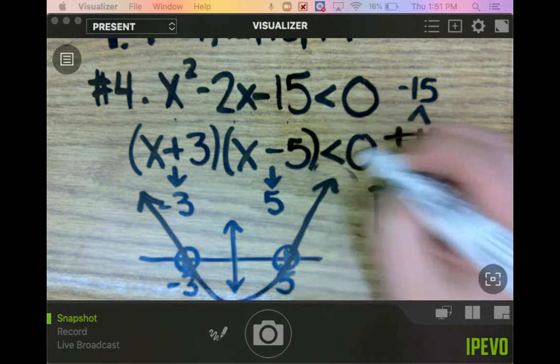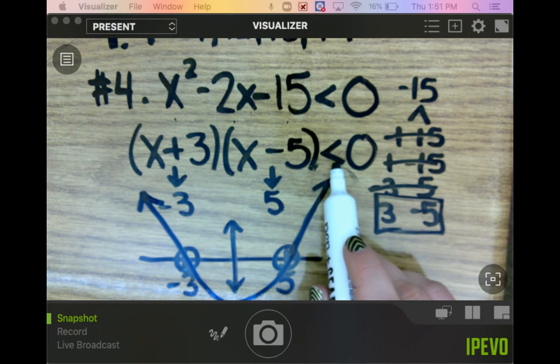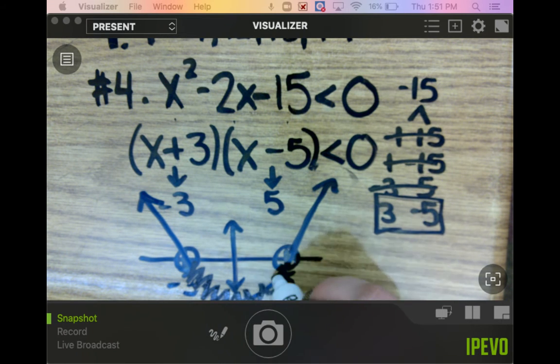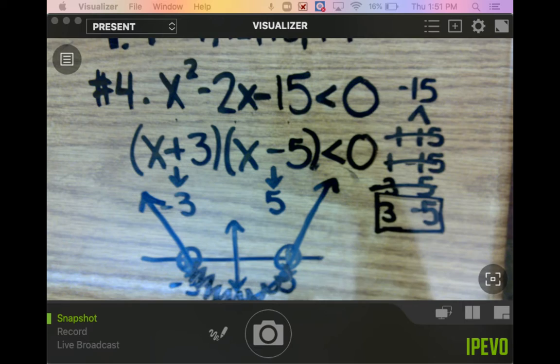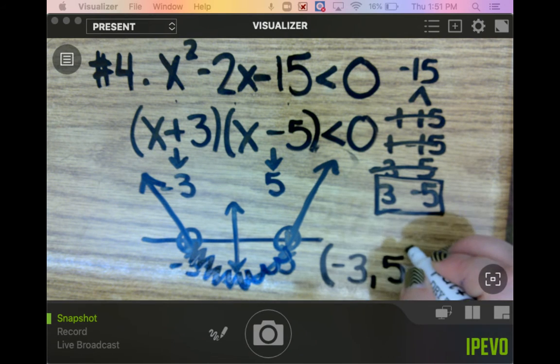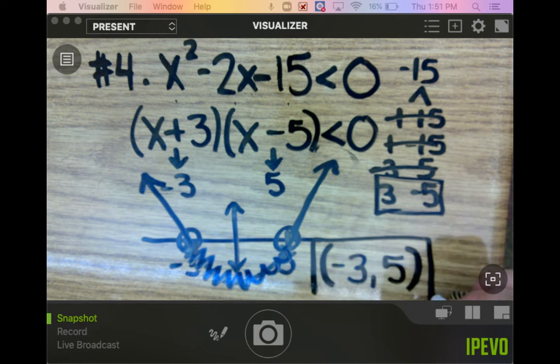Then you have to pay attention to which direction this is facing. Since this symbol is facing to the left, that means less than. And less than 0 means below the x-axis. So this part in the middle, that goes from -3 to 5. And then I'm going to use parentheses because I have open circles. I would use brackets if I had closed circles.